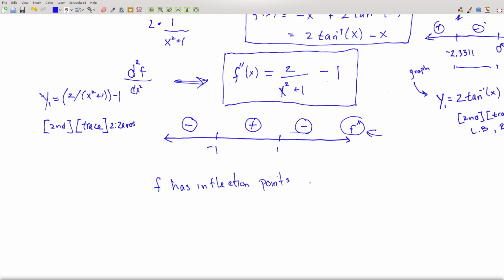F has inflection points at x equals -1 and x equals 1 because the concavity changes at these points. Now, the concavity is really just another way of saying the sign of the second derivative, as you can see by looking at the sign chart at these values.